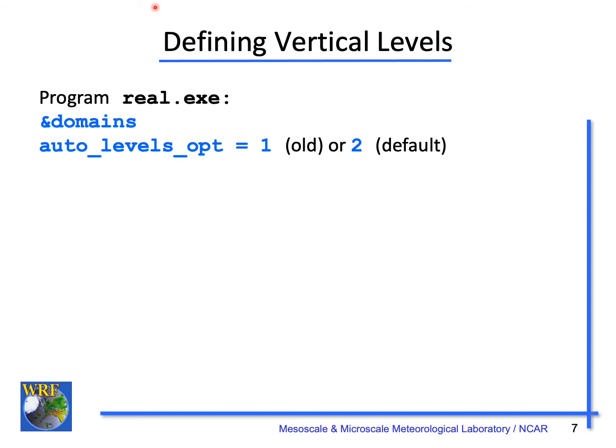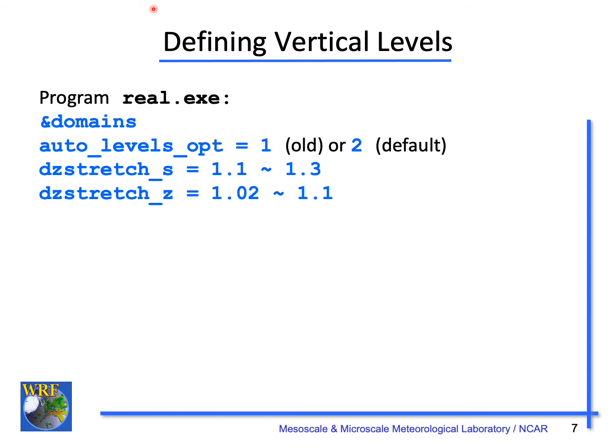The first option, auto_levels_opt, chooses the method to compute the vertical levels. Option 2 has become the default since version 4. The next two options are the stretching coefficients for the lower and upper atmosphere. Usually the coefficient for the lower atmosphere is slightly larger than that in the upper atmosphere. We can also define the thickness of the first full model layer and limit the maximum thickness anywhere in the vertical.